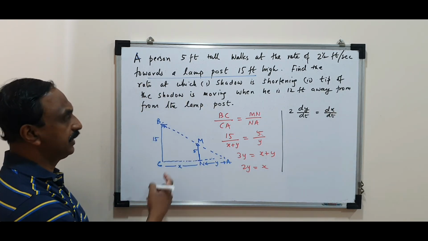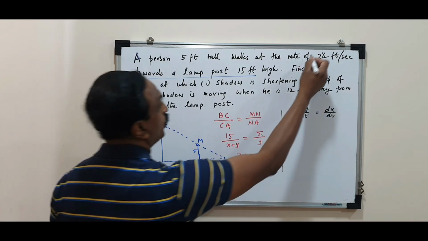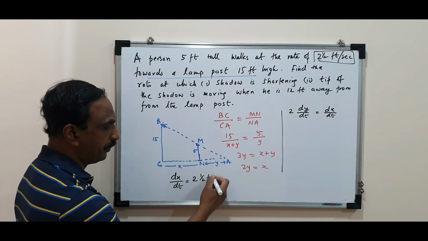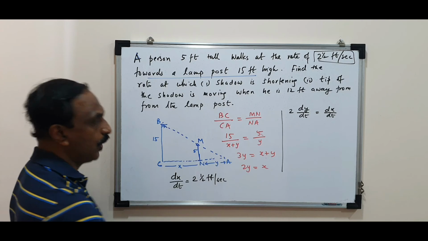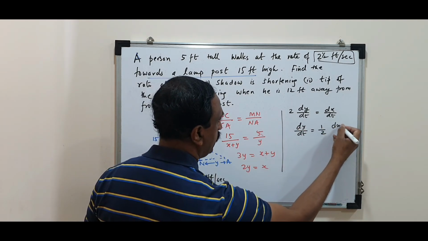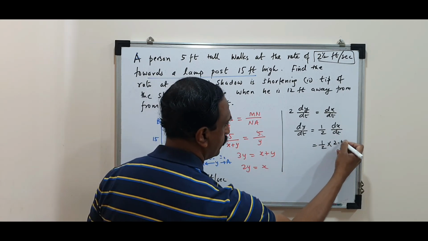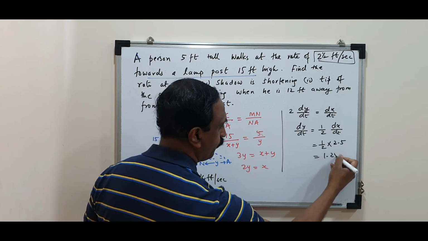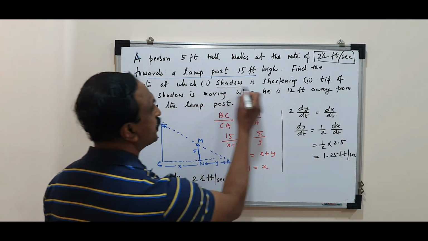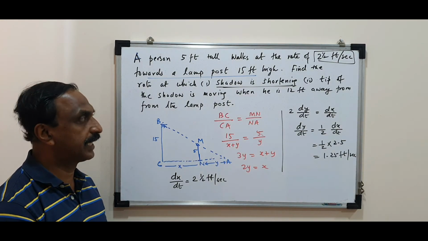What is known to me is dx by dt. So dx by dt is given to be 2.5 feet per second, the rate at which the man is walking. So I can say dy by dt is half of dx by dt. So half of 2.5 is equal to 1.25 feet per second. So my first answer: the shadow is shortening at 1.25 feet per second.